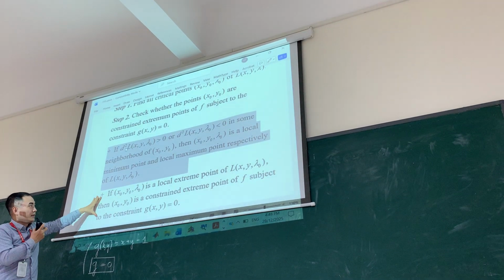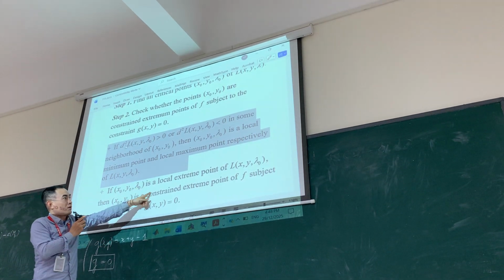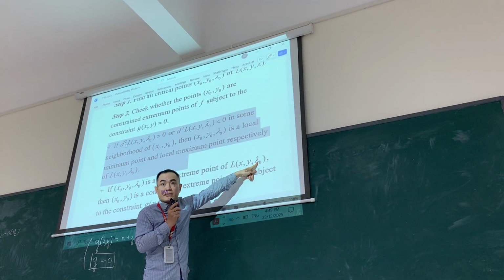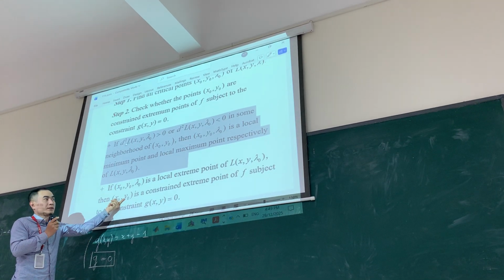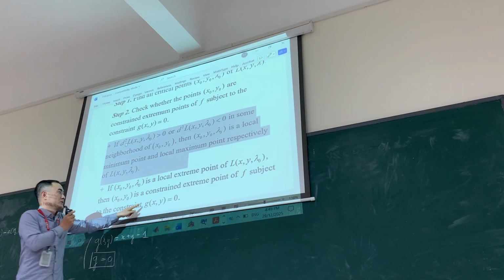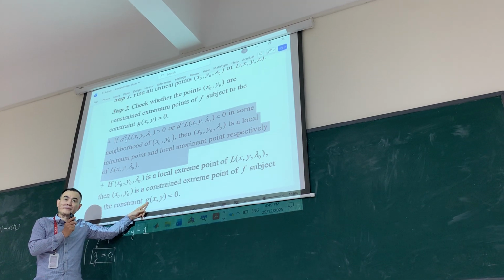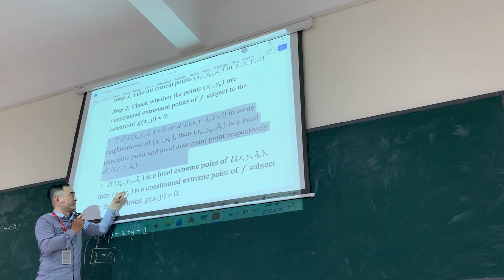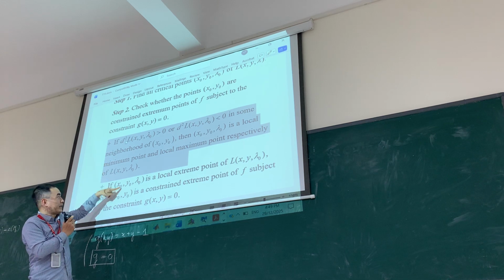The second step: you can see if (x0, y0, lambda 0) is a local extreme point of this function. Here we fix lambda 0. Then this point is a conditional extreme point of the function f subject to z equals 0. Does that mean if the condition here is satisfied, if the d square f is satisfied, we can imply it?